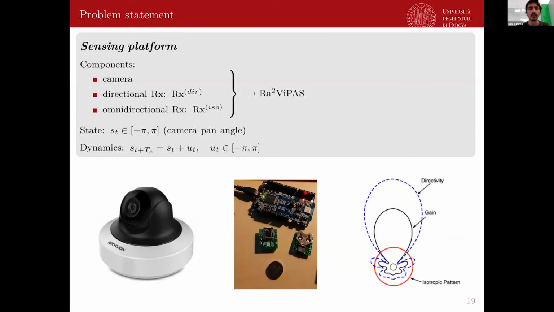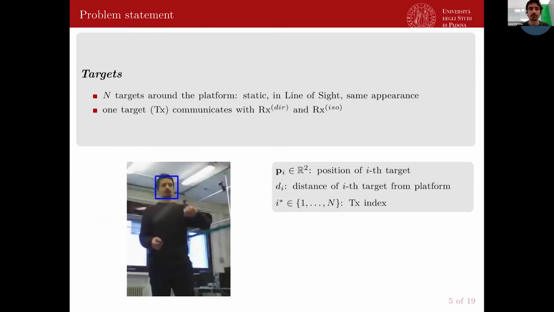We are using a sensing platform composed of a pan camera and two radio receivers, one directional and the other one omnidirectional, isotropic. The state of the platform is the camera pan angle, while the dynamics is a Markovian, linear and deterministic dynamics, where the movements are controlled by a control input u_t.